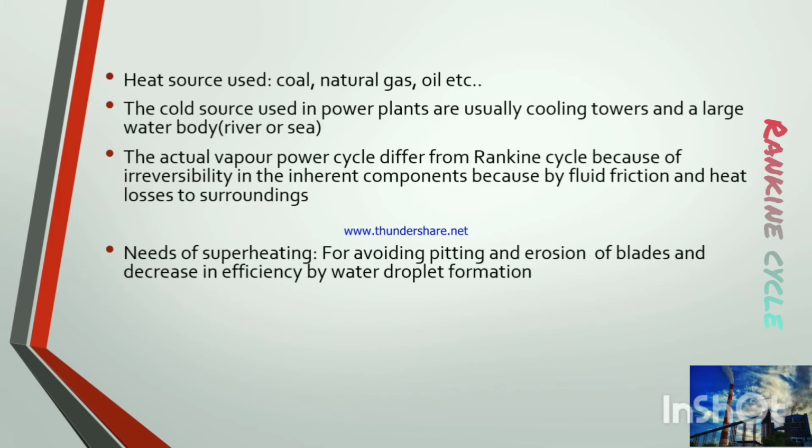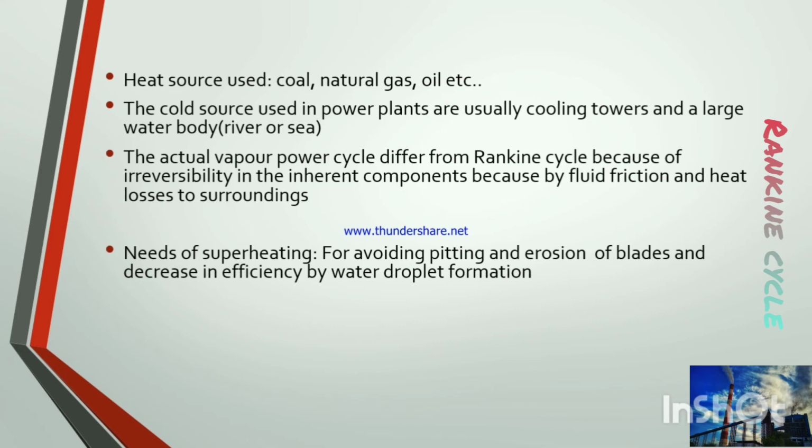And heat sources used in power plants are usually nuclear fission or combustion of fossil fuels such as coal, natural gas and oil. And there will be a hot source. This hot source will heat the working fluid, and there will be a cold source which will remove heat from the working fluid. And the cold sources used in thermal power plants are usually cooling towers and a large water body such as river or sea.